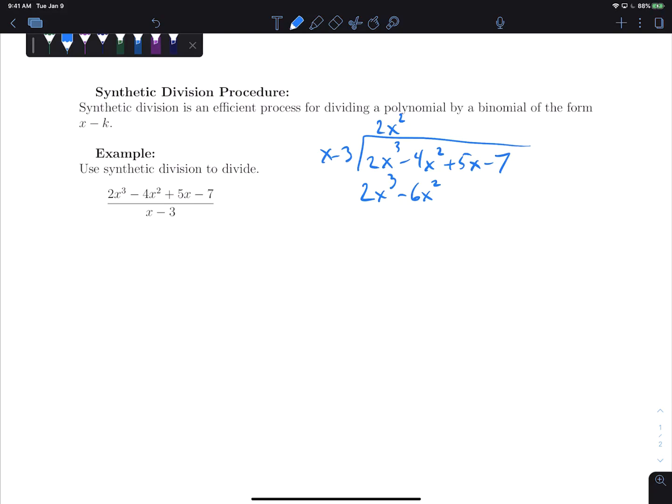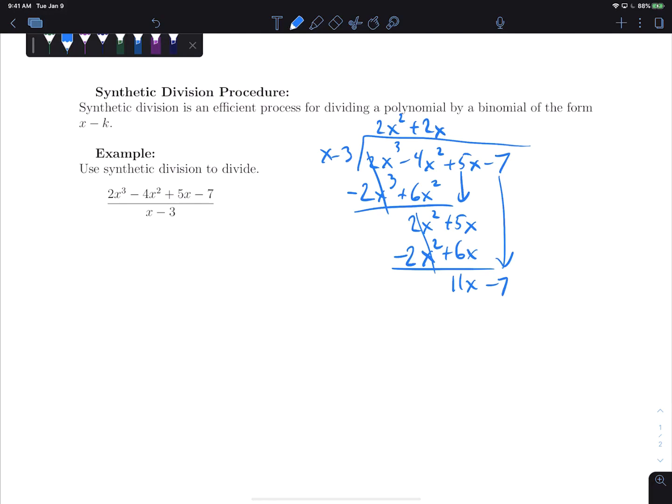Now, we subtract this, so we're going to change both signs here. Add everything together. That's going to give us a positive 2x squared. Bring down the next term, which is positive 5x. So ask ourselves, x times what gives us 2x squared? Well, 2 times x will give us 2x squared, so that would be a plus 2x there. 2x times x is 2x squared. 2x times negative 3 is negative 6x. And again, we just change both signs and add them together. Bring down the next term, that's a minus 7.